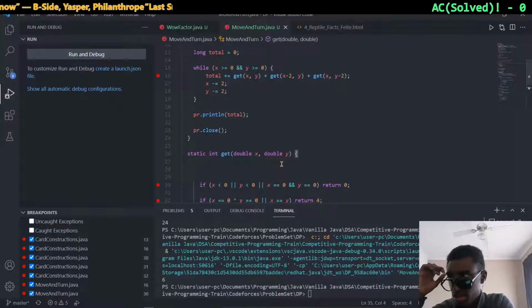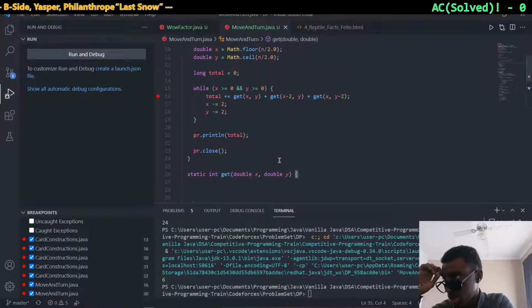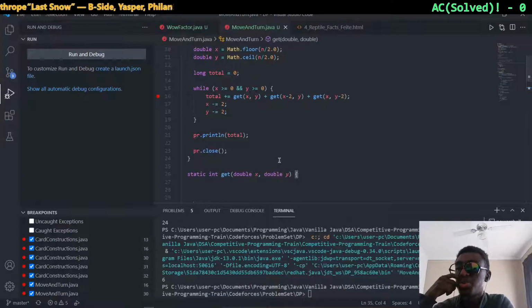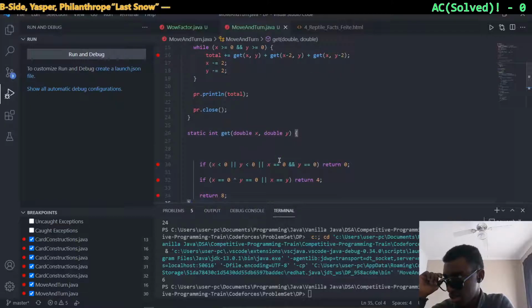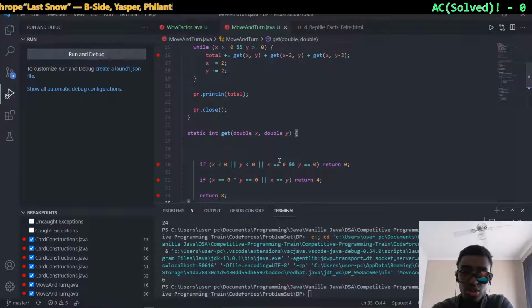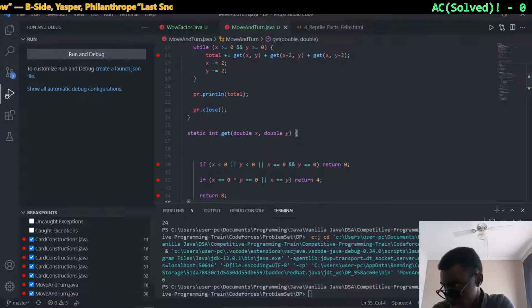So say I start with 3, 3. My code would then say, hey, is x greater than 0 and y greater than 0? That is true. So then it's going to say total plus equals the value for 3, 3. 3, 3, both of them being the same value, won't yield triangles, but it will yield squares because they're both the same.